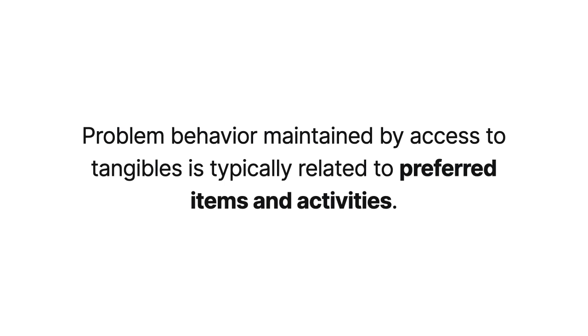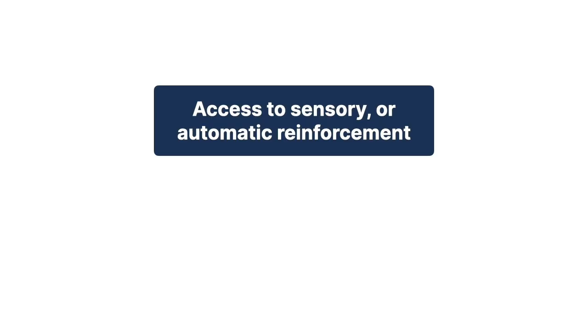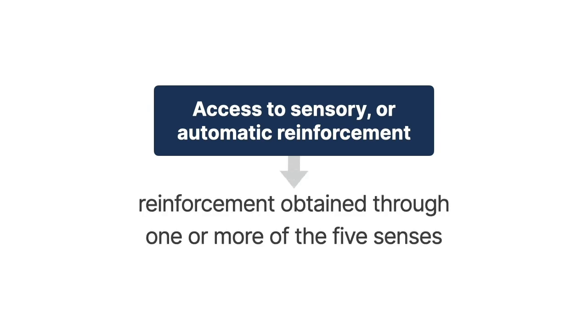When you think about behaviors maintained by access to tangibles, think, what do I get if I engage in this behavior? Access to sensory or automatic reinforcement is probably the toughest behavioral function to identify. Think of access to sensory or automatic reinforcement as reinforcement obtained through one or more of the 5 senses: hearing, smelling, feeling, tasting, and seeing.